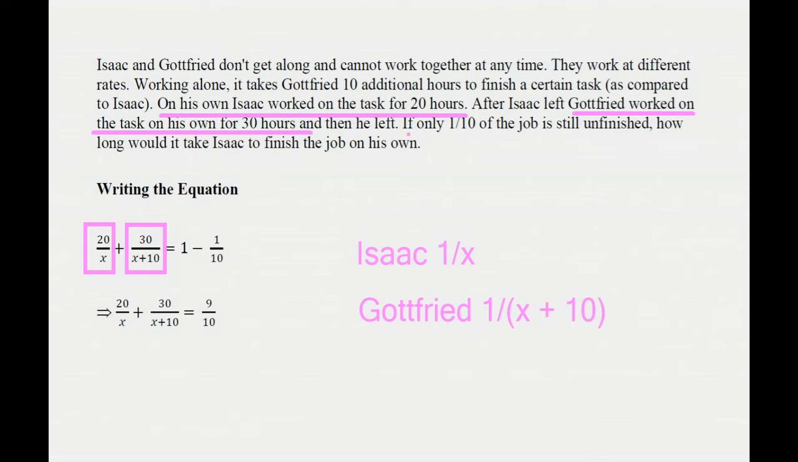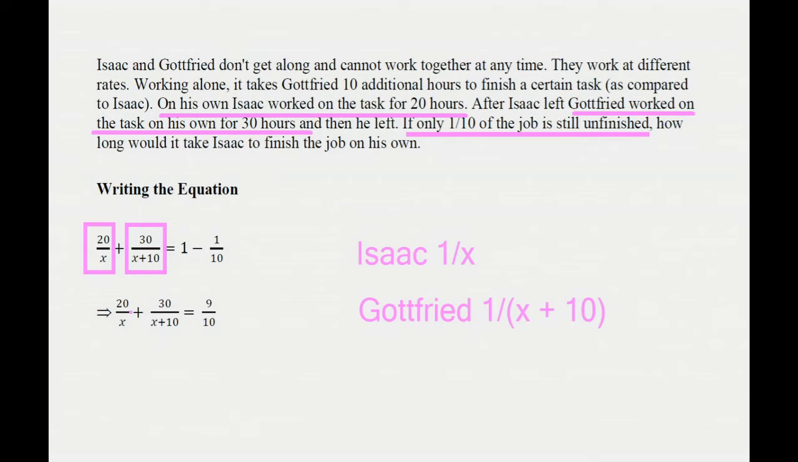Moreover, the question says if only 1/10 of the job is still unfinished, how much did they do? Well, they together finished 1 minus 1/10, which turns out to be 9/10. So from this last statement, we can conclude the two guys finished 9/10 of the job as they worked on it. Isaac worked on the task for 20 hours and Gottfried worked on the task for 30 hours.